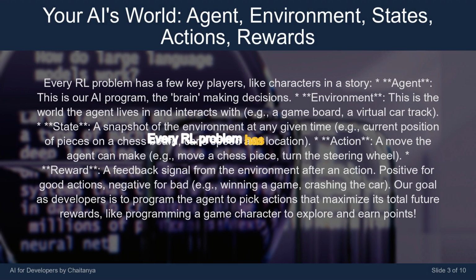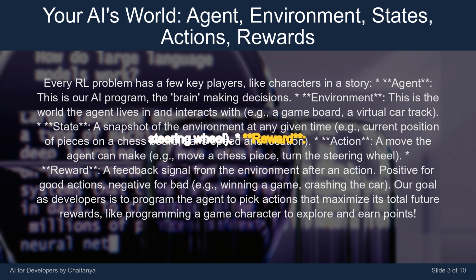Every RL problem has a few key players, like characters in a story. Agent. This is our AI program, the brain making decisions. Environment. This is the world the agent lives in and interacts with, e.g., a game board, a virtual car track. State. A snapshot of the environment at any given time, e.g., current position of pieces on a chessboard, car's speed and location. Action. A move the agent can make, e.g., move a chess piece, turn the steering wheel.